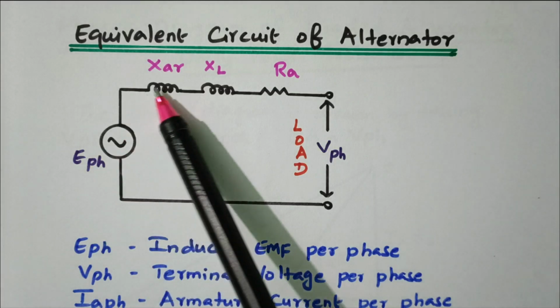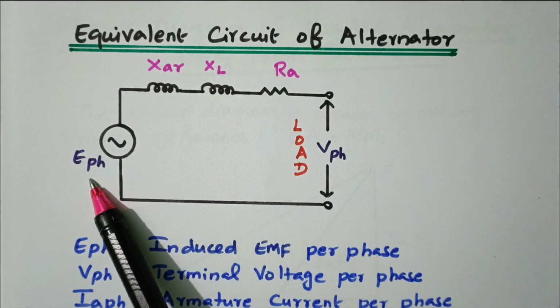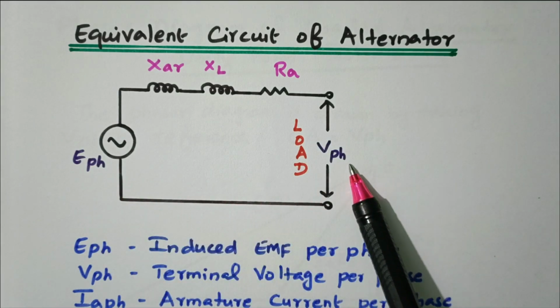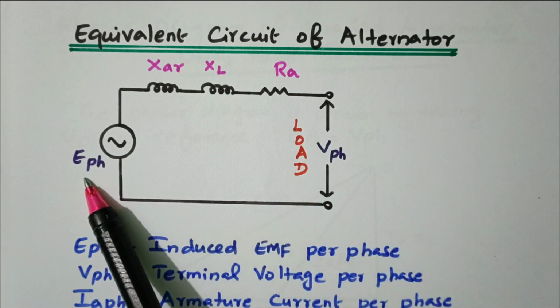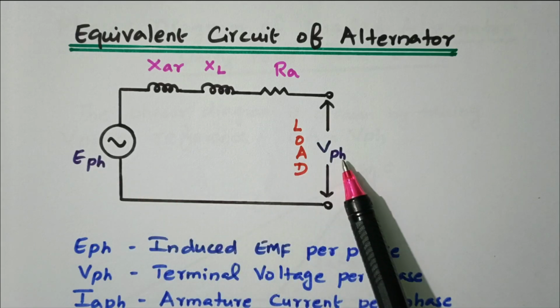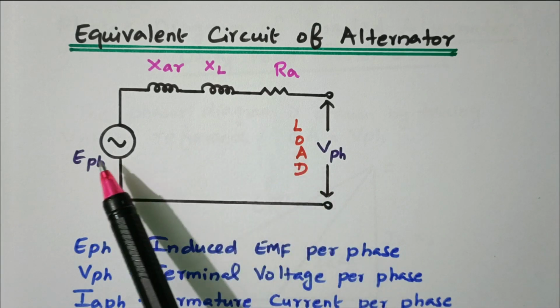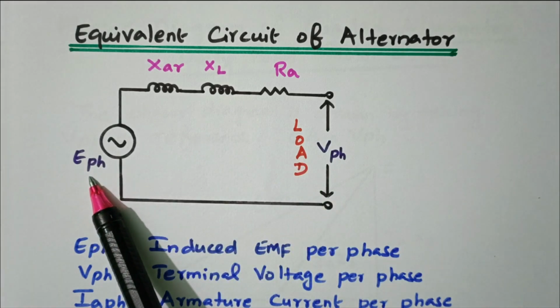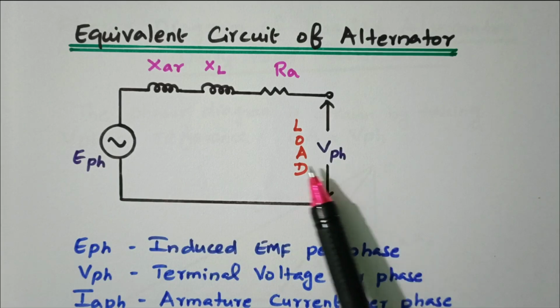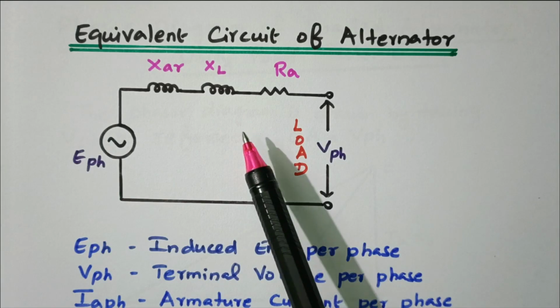So this is the equivalent circuit of the alternator. E phase is the EMF induced in the alternator. V phase is the terminal voltage at the load end. So the voltage induced in the alternator is the sum of the voltage available at the load terminal and the drop across the armature. So the E phase, the voltage induced, is not completely available as V phase. Some of the voltage is dropped across the armature resistance and reactance.